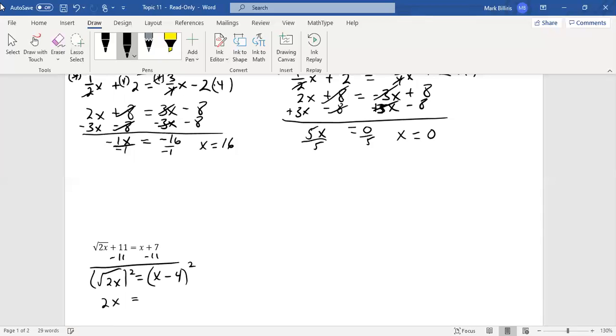Now on the right-hand side, I have the quantity x minus 4 squared. So I have x minus 4 in parentheses, and I'm squaring that. I don't square the x and 4 separately. What that means is to multiply x minus 4 times itself. So now you're going to use the distributive property or the FOIL method, and you get x squared minus 8x plus 16.